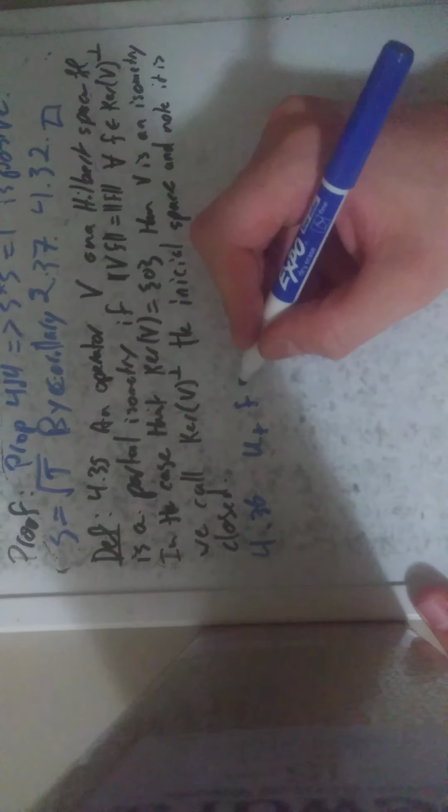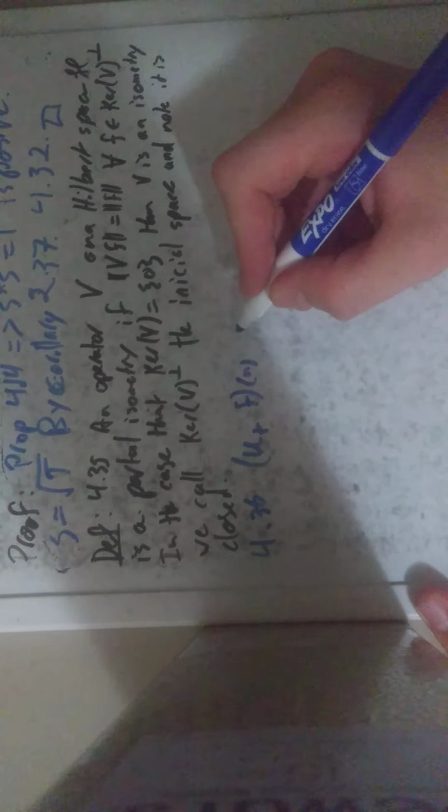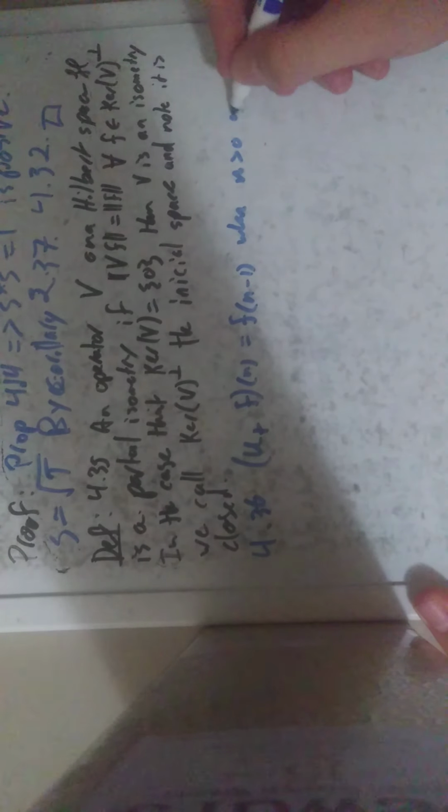It is defined as U plus of f of n, f being an element of L2 of Z plus, is equal to f of n minus 1 when n is greater than 0, and 0 else. So what this is basically doing is just shifting it over 1, and the book notes that this particular operator is called a unilateral shift.